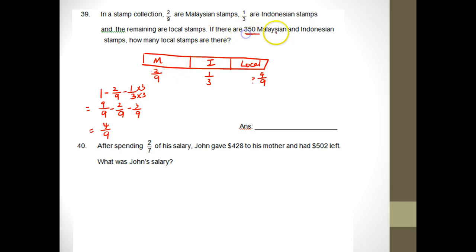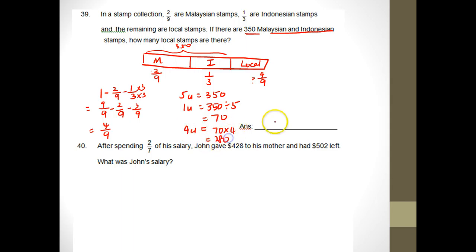If there are 350 Malaysian and Indonesian stamps, so this one together is 350. So together it is 5/9. 2/9 plus 3/9 is 5/9. So 5 units is 350, or 5/9 is 350. 1 unit will be 350 divided by 5, which is 70. I want to find 4 units for the local stamps. 70 times 4, and it is 280.